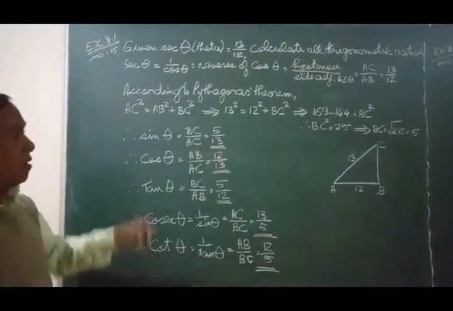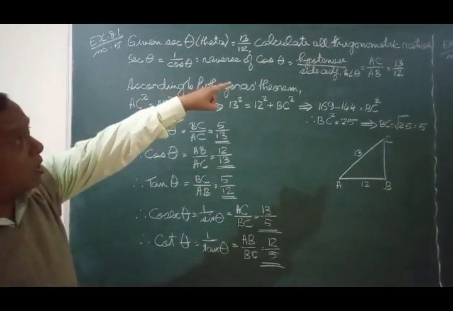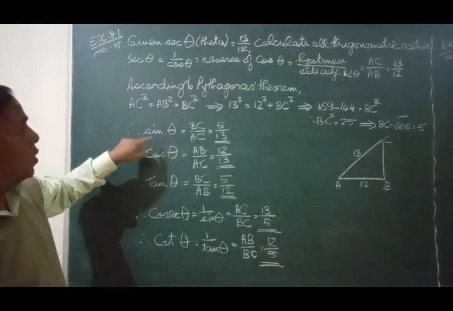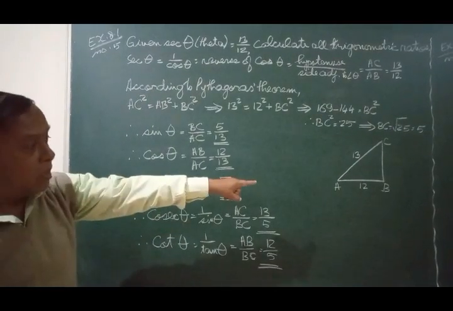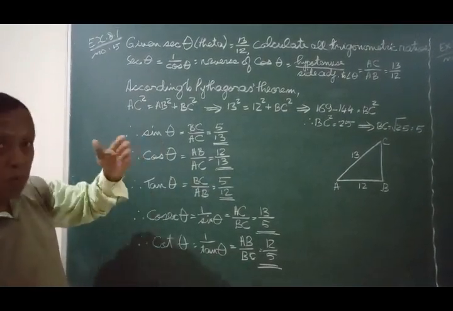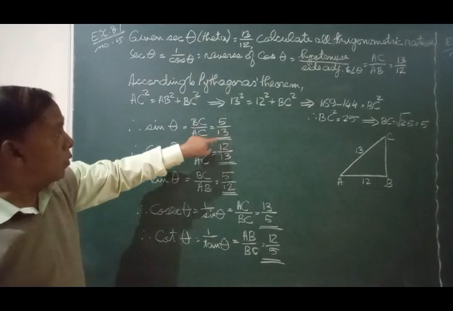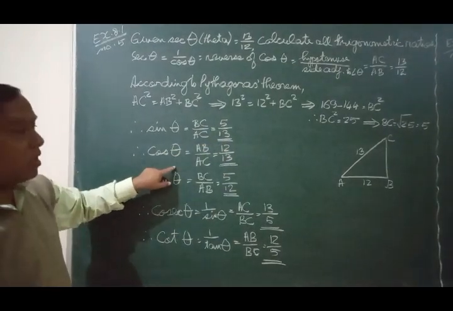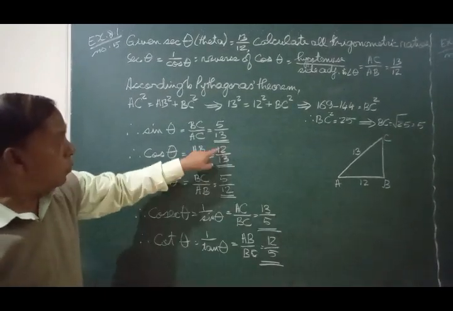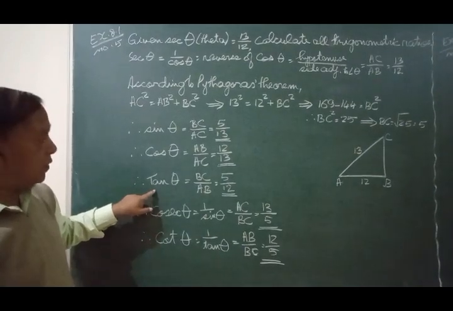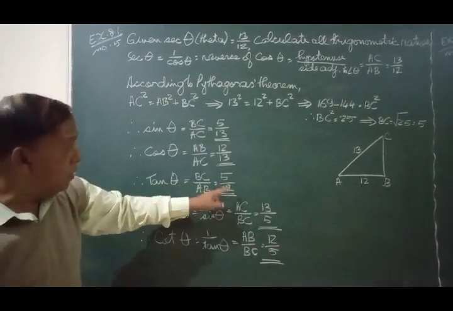We have that. Now that we have all the sides, what is the question? All the trigonometric ratios. First one is sine theta. We are given theta and therefore we use the word theta, but the angle is A. Sine theta, please remember, is side opposite upon hypotenuse, 5 upon 13. Next, cos theta: side adjacent upon hypotenuse, 12 upon 13. Tan theta is side opposite upon side adjacent: side opposite 5, side adjacent 12.